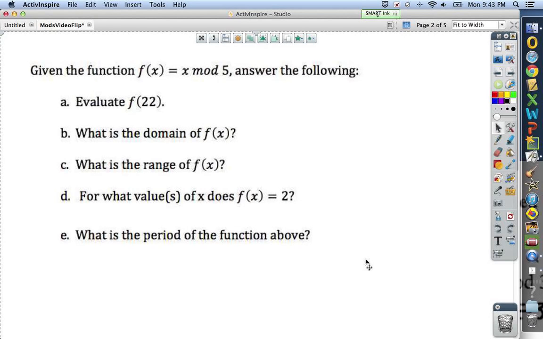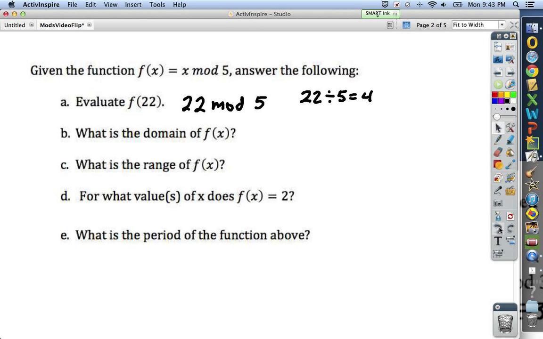So in this video, we'll look at the function f of x equals x mod 5. Part A asks for the evaluation of f of 22. That simply means anywhere there's an x, replace it with the number 22, giving you the problem 22 mod 5.